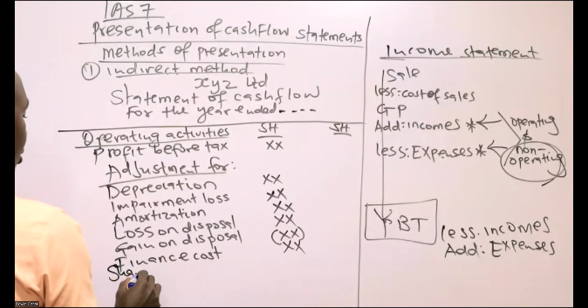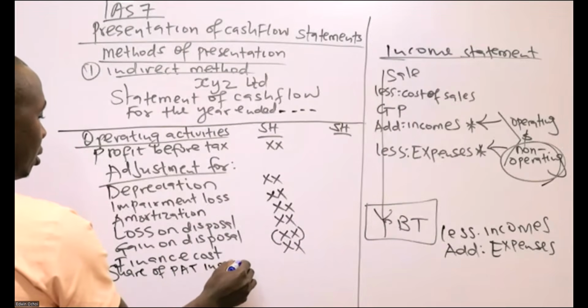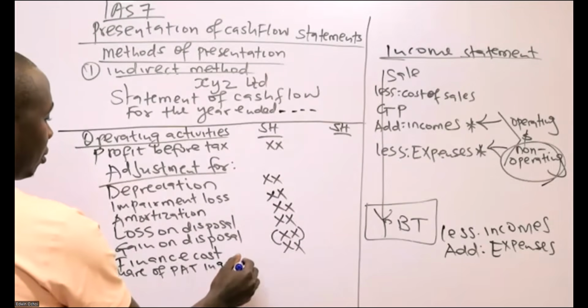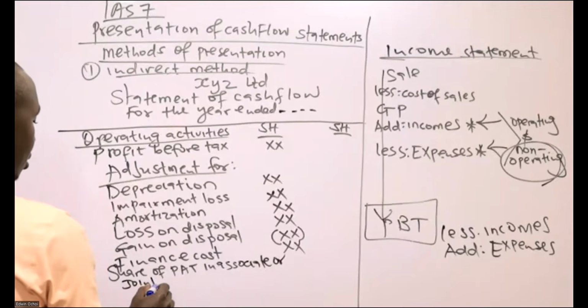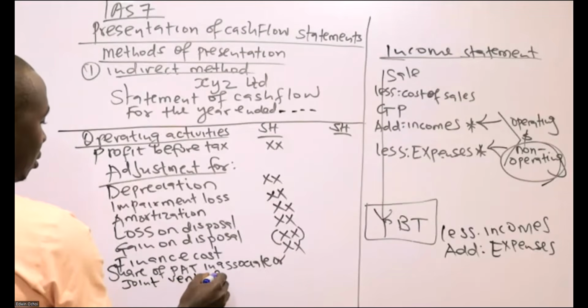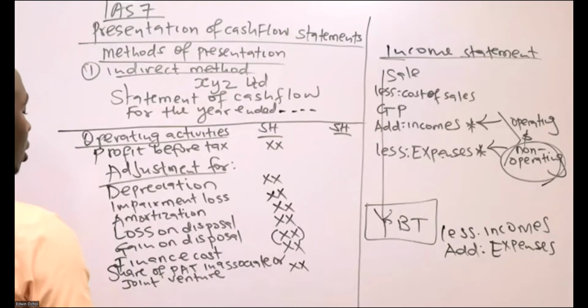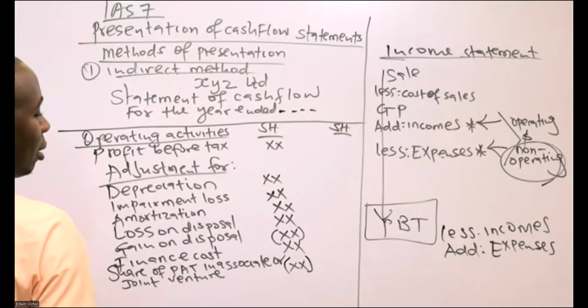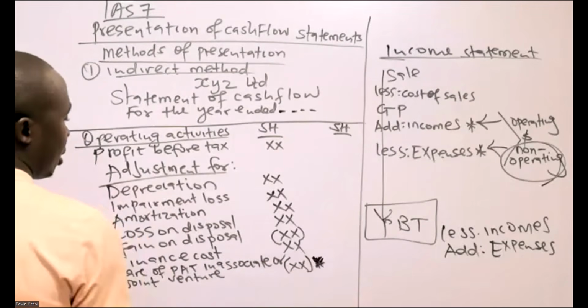We consider the share of profit after tax in associates or joint venture. This one was an income. We subtract.